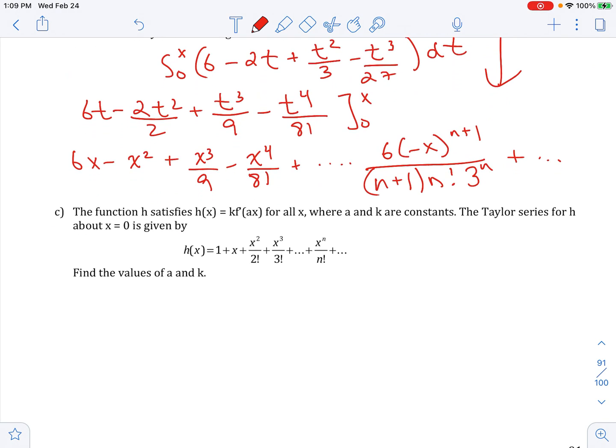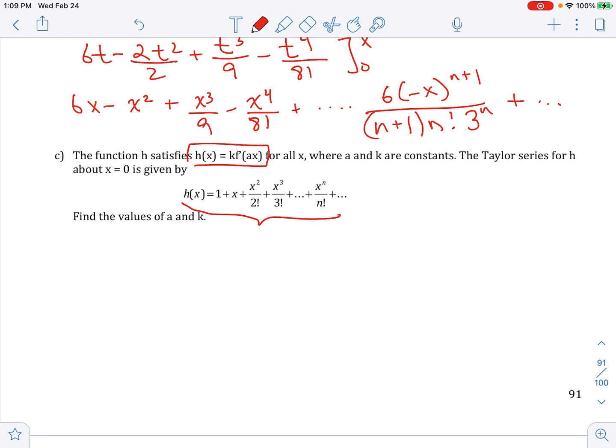Okay. Lastly, part C says there's another function called h of x, and h of x is f prime of ax times some constant k. And a and k are both constants. The Taylor series for h is given by this function. Okay, we need to somehow find a and k.